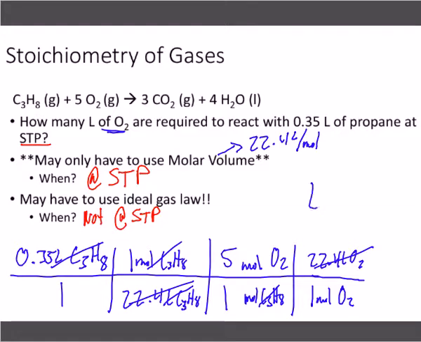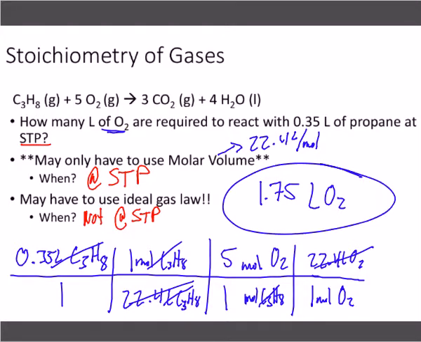What do you get for an answer? How many liters of oxygen would be required? 1.75. Bam. That is a review with a new piece, a little new twist from Unit 8 with stoichiometry. Questions?